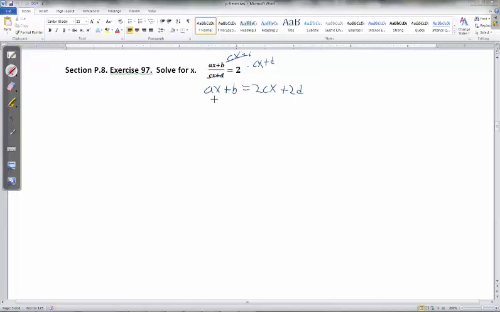Now, this is usually where my students lose their place. Remember, if we had 5x plus 2 equal 3x plus 7, the next step would be to get all of our variable terms on one side, all of our other terms on the opposite side. So for this problem, our variable terms that we care about are the terms that have x in it, because that's what we're solving for. So I'm going to get all my x terms on the same side. So I subtract that over. All my other terms on the other side, I'm going to move the b over. So I have ax minus 2cx equal 2d minus b. Let me do that: 5x minus 3x, 7 minus 2.